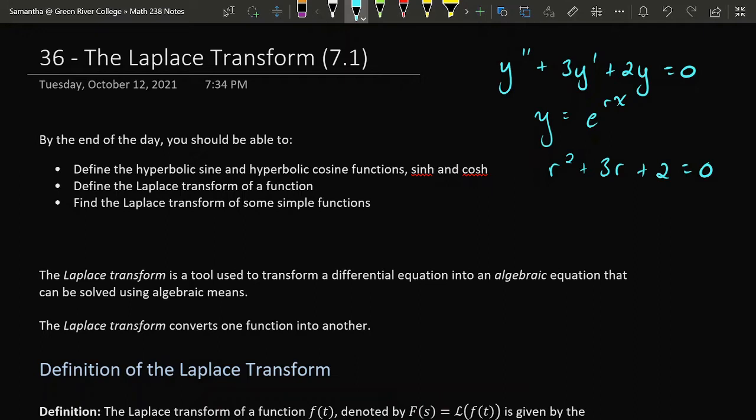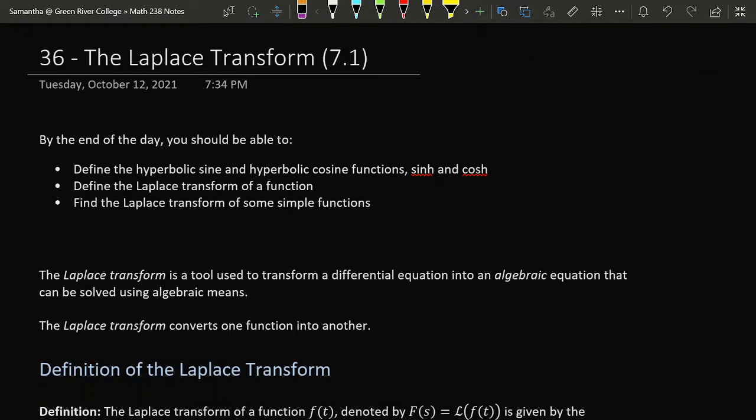The Laplace transform is another tool that can be used to rewrite a differential equation so that it can be solved using algebraic techniques. But this is a very, very powerful tool that can be used in a lot more varied applications than the constant coefficient equations and the Cauchy-Euler equations that we studied in Chapter 4.